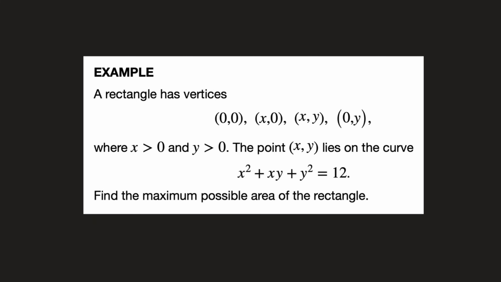In this video, we work through a typical IB AA higher level optimization problem in which we'll be faced with an implicit constraint. And of course, that problem is the one we see on the screen here. So let's quickly read through this.